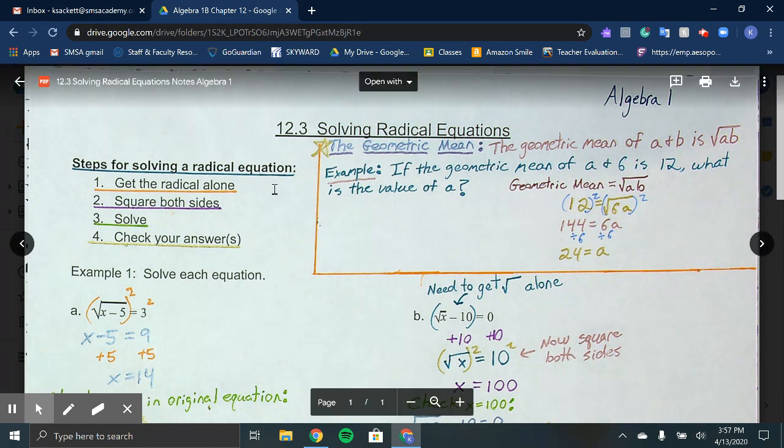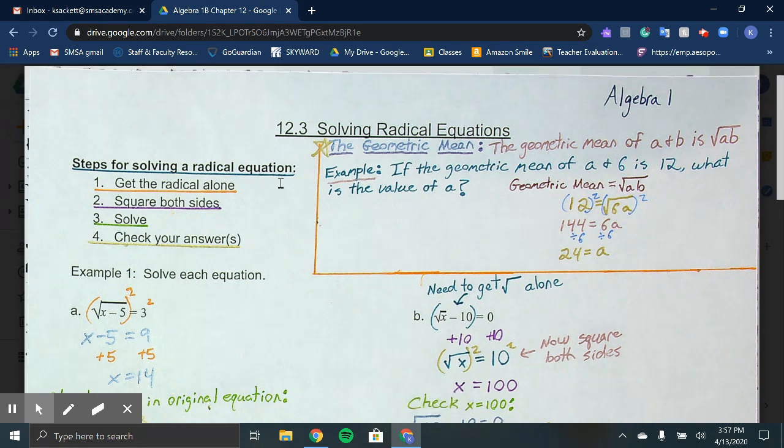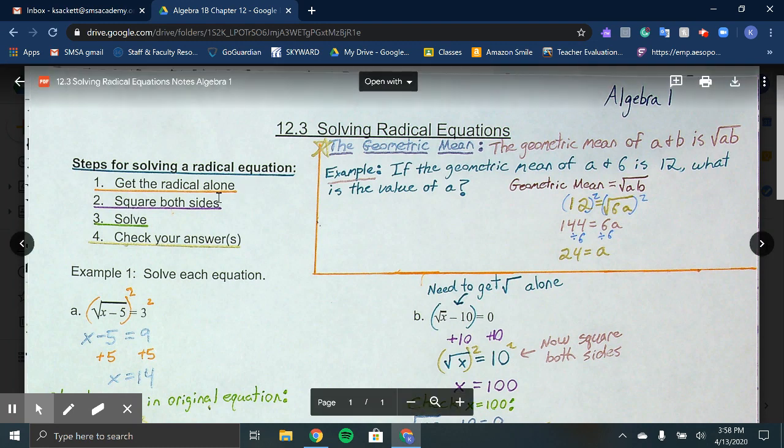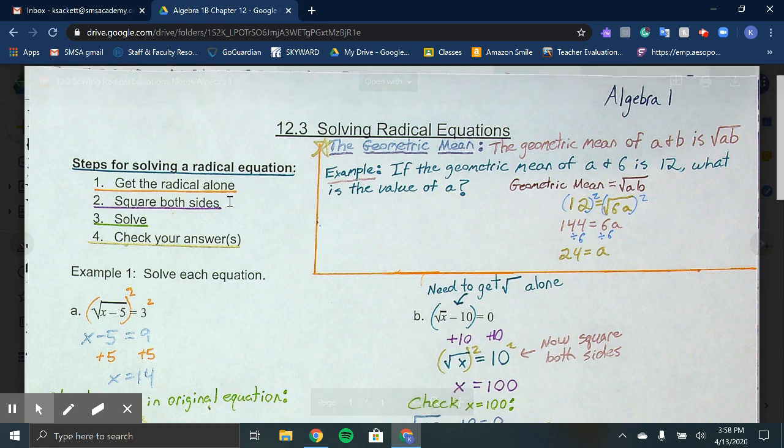So the 4 steps for solving for a radical equation are right here on the left. The first step is to get the radical alone. So whatever is underneath the square root symbol, we want to get alone. Then you simply square both sides of the equation. And then after that, you solve for the variable, same way you always have by working the order of operations backward.